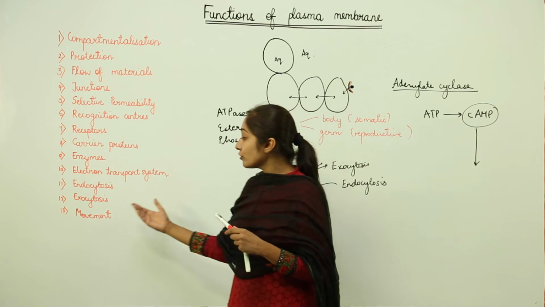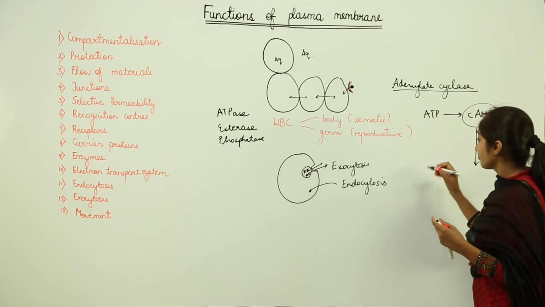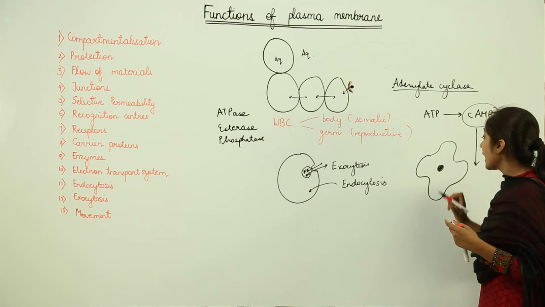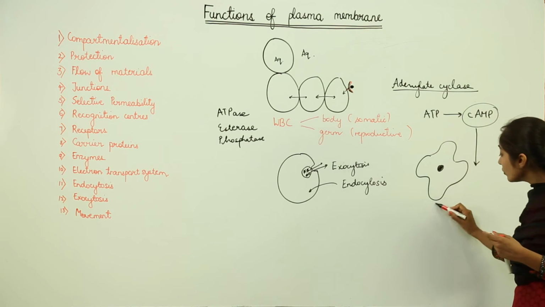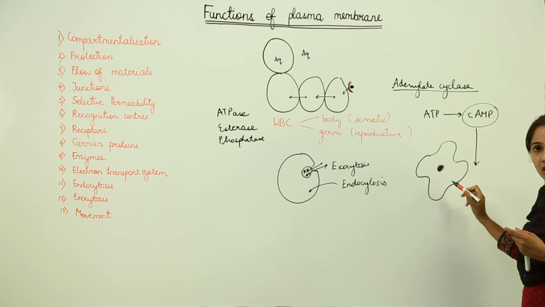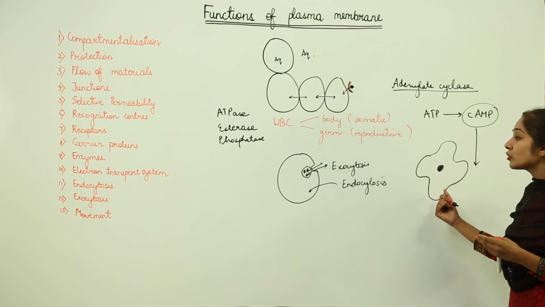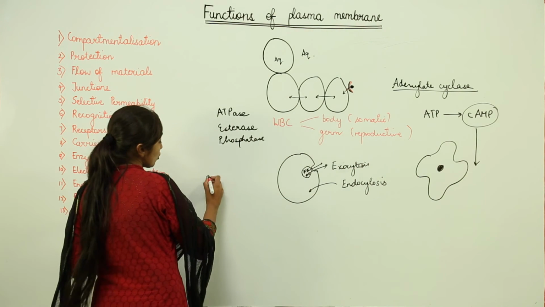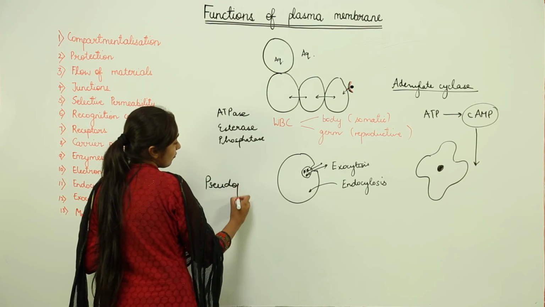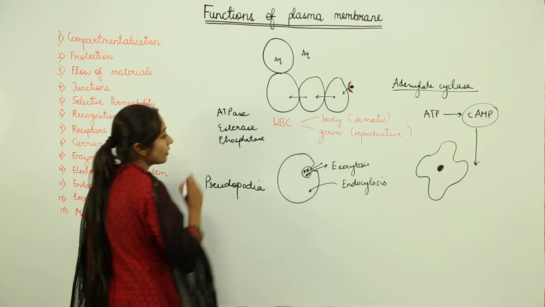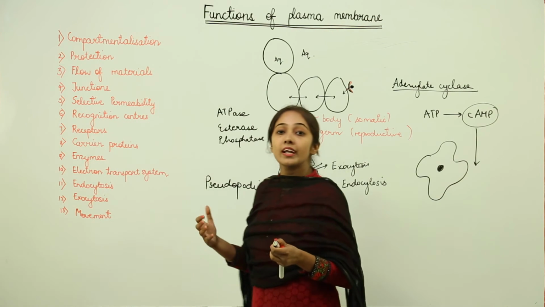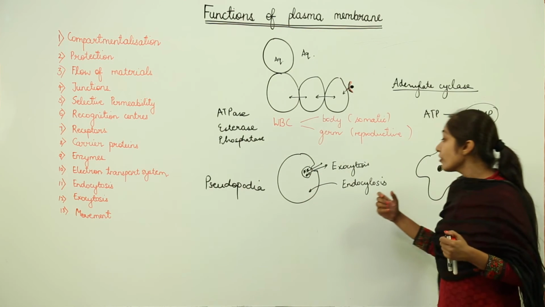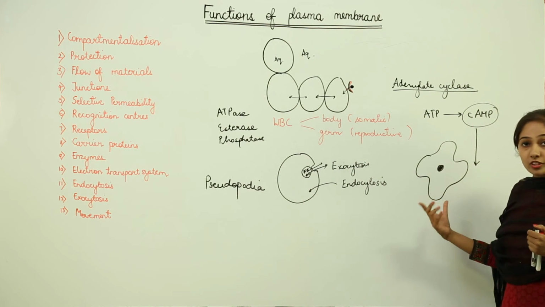Then we talk about movement. If we talk about amoeba, these are the undulations of the membrane, these are the projections of the membrane, you can say. So the membrane is actually helping the amoeba to move with the help of what? We call it pseudopodia. So the plasma membrane is helping in movement of the organism also, in the case of a unicellular organism, that is amoeba, in which there is pseudopodia.